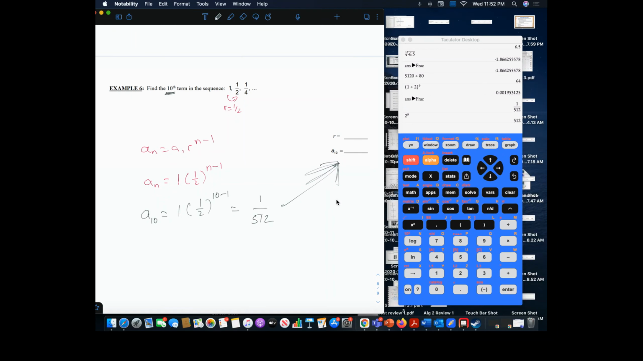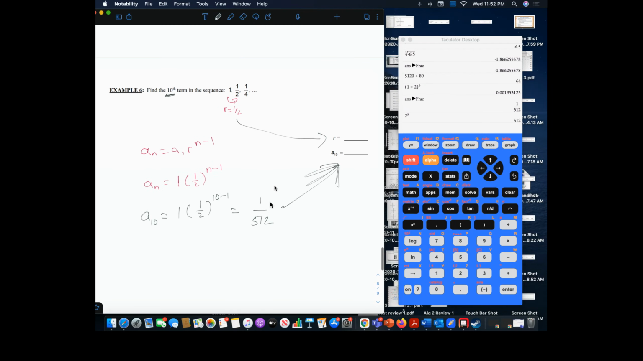And obviously r is 1/2. Okay, let me check. All right, now we're done.